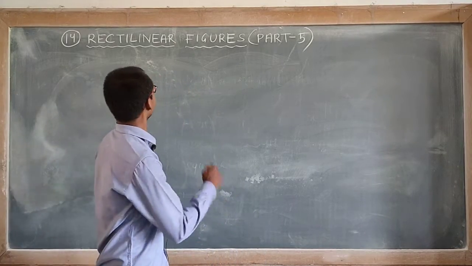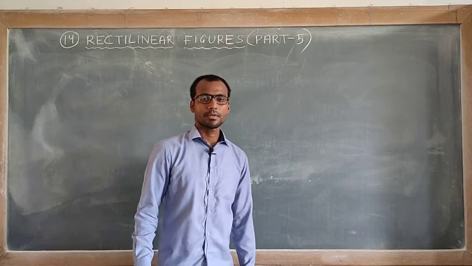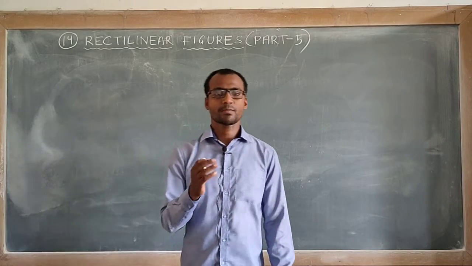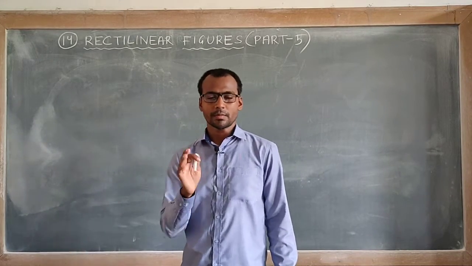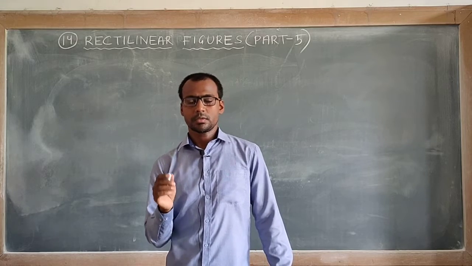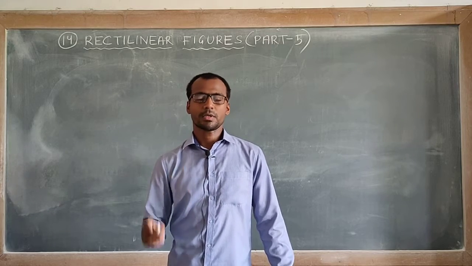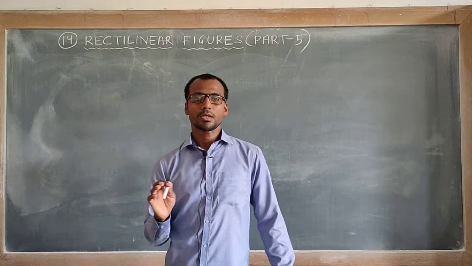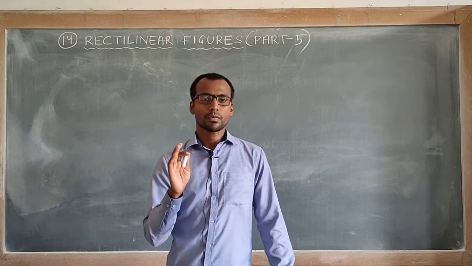This is Rectilinear Figures part 5. This is the last part of the theorems. Okay, the chapter will not be over. I will make one more part for this chapter. This part 5 will be based on the theorems of square.